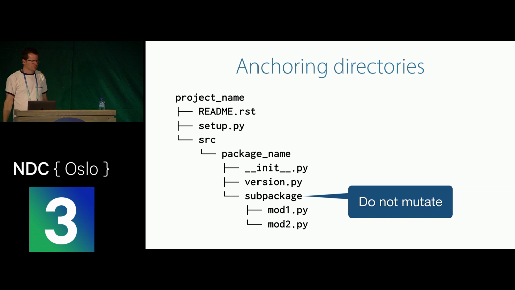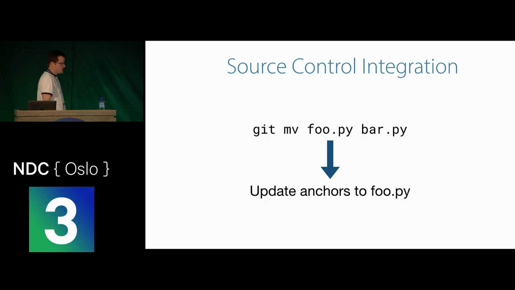A stickier problem is the question of what do I do with renames, right? In some sense, this just comes down to source control integration, but maybe at a higher level than that even. So here I'm saying, git move foo to bar. Spore doesn't know that that's happened. All it knows is that it has a bunch of anchors that used to point to foo, and foo appears to have disappeared now. And so all it can tell you is that all these anchors are out of date.